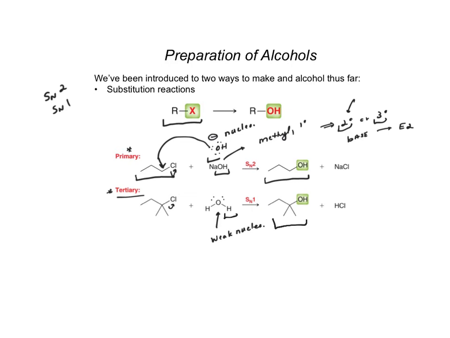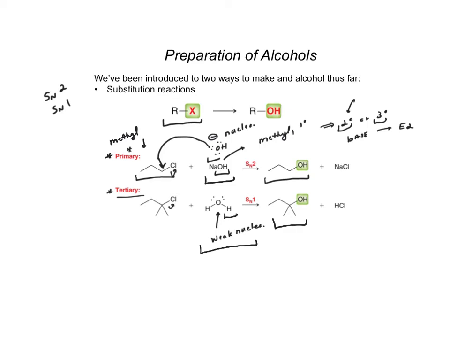So again, if you wanted to make an alcohol via substitution reaction with an alkyl halide, with a primary alkyl halide, you could go through the SN2 using sodium hydroxide as your nucleophile. If you have a tertiary alkyl halide, you could use water as your nucleophile and get your alcohol. And you could also use this as a methyl alkyl halide with respect to SN2.